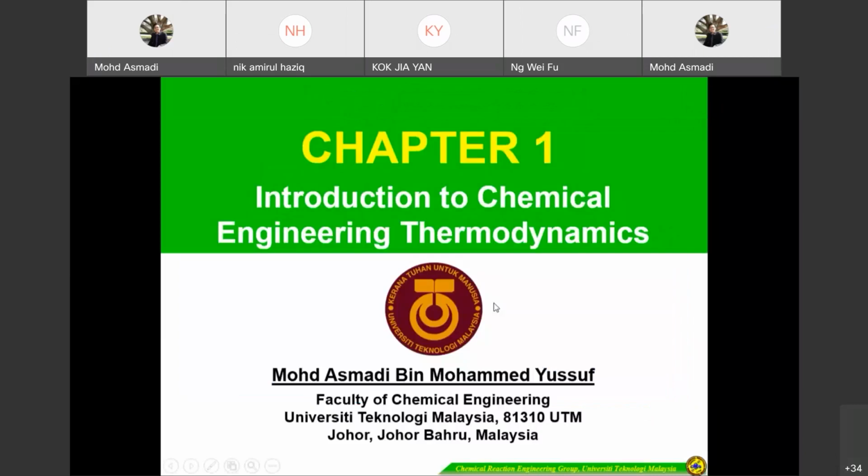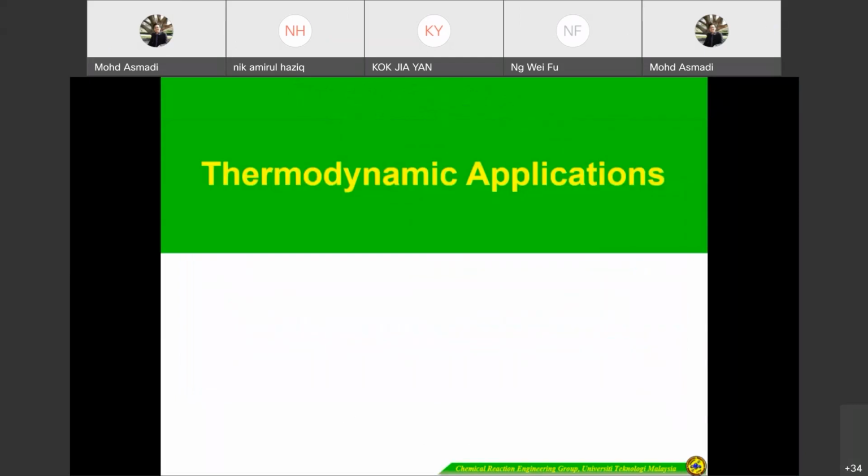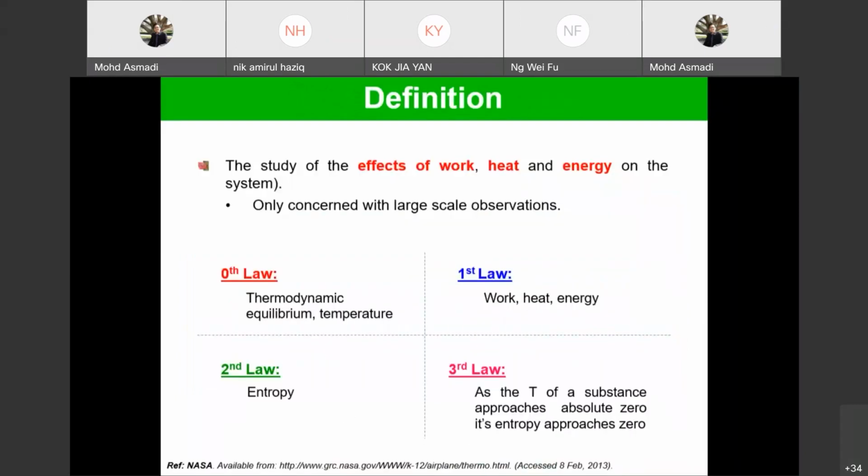Okay. So Chapter 1 is the introduction. I will just go through it. What is thermodynamics? What are thermodynamic properties? That's all. Usually there is the zero law, first law, second law, third law. Okay. You know the zero law, first law, second law. The second law is more to do with, what is it?